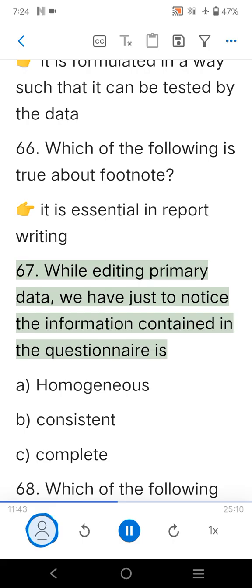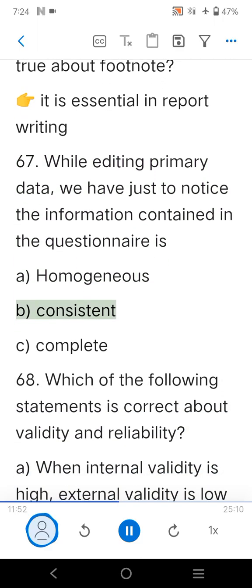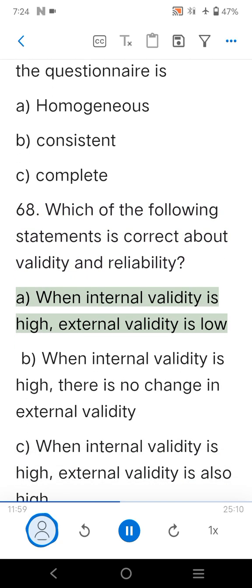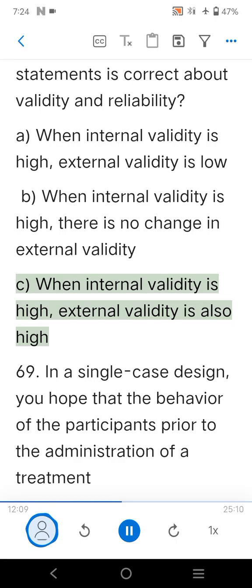67. While editing primary data, we have just to notice the information contained in the questionnaire is A. Homogeneous. B. Consistent. C. Complete. 68. Which of the following statements is correct about validity and reliability? A. When internal validity is high, external validity is low. B. When internal validity is high, there is no change in external validity. C. When internal validity is high, external validity is also high.